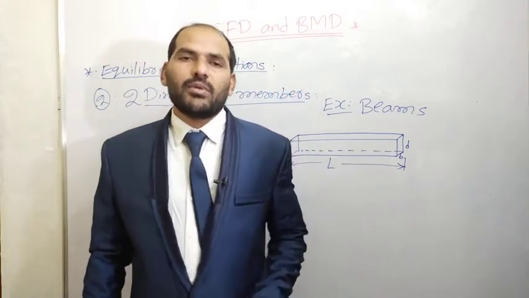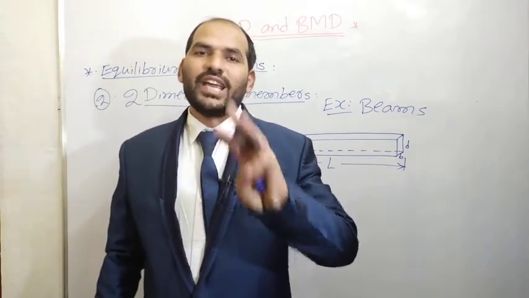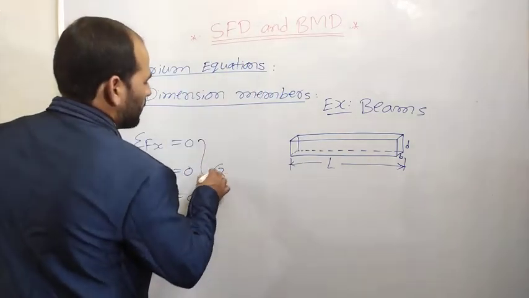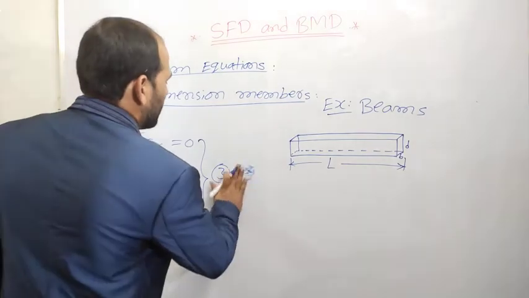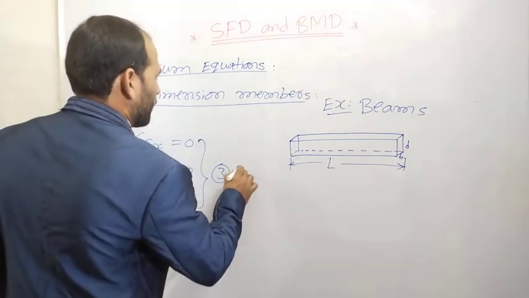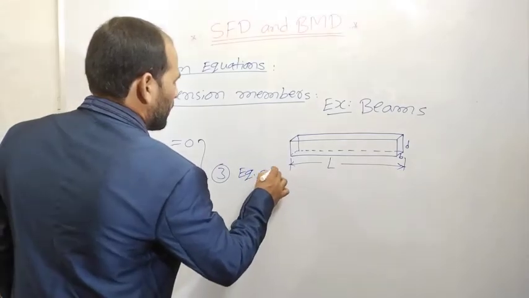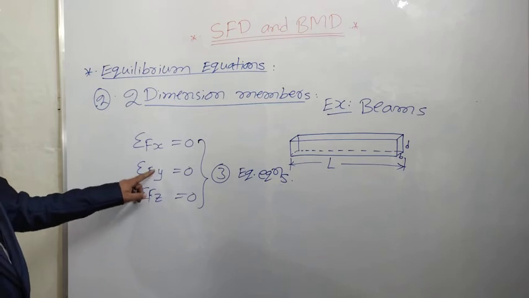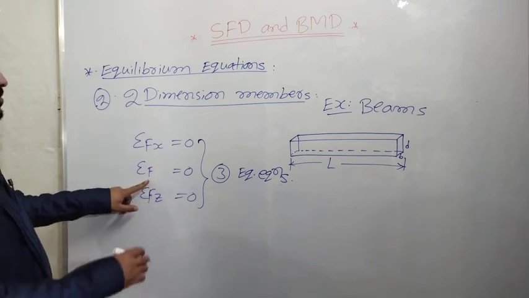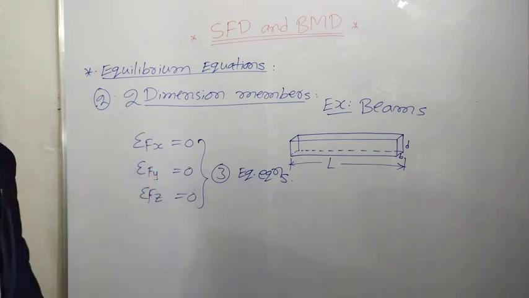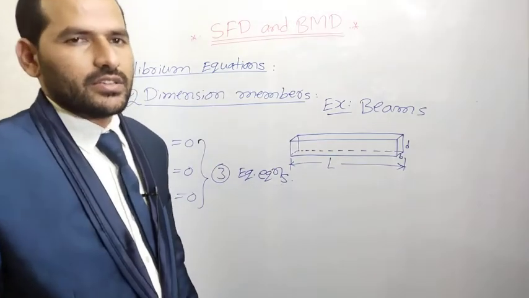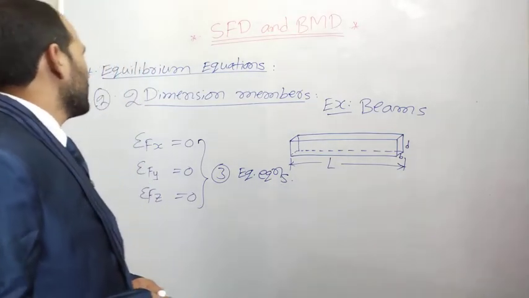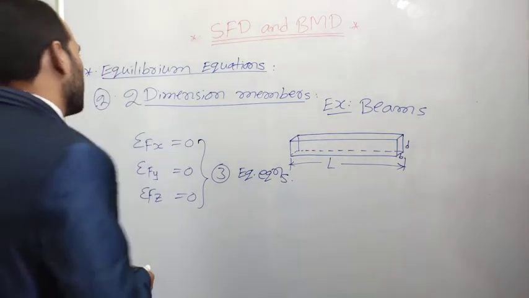In the two-dimensional member, three equilibrium equations occur, right? So these are the three equilibrium equations: summation of forces along the x direction is 0, summation of forces along the y direction is 0, summation of forces along the z direction is 0. These are the three equilibrium equations in a two-dimensional member.